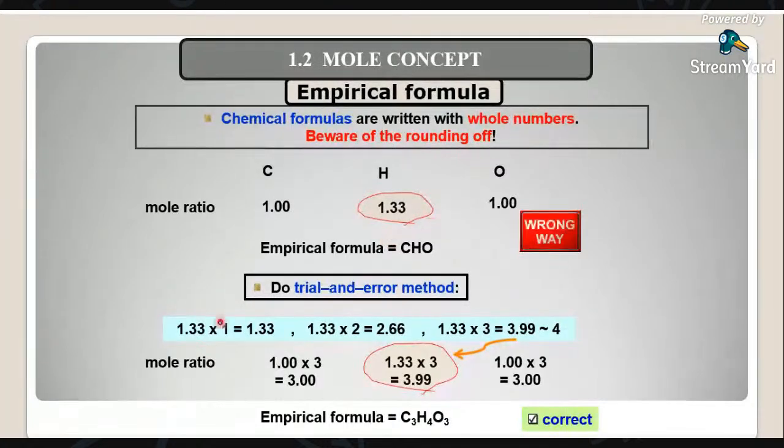For example, let's say here now we have 1.33. 1.33 times 1 is still 1.33, so how to get a whole number? 1.33 times 2 is 2.66, not a whole number. But when 1.33 times 3, it is 3.99, more or less the same as 4. So when the hydrogen is times with 3, the other two, the carbon and the oxygen, you also have to times with 3. So the empirical formula you will get is C3H4O3. This one is the correct way to answer.